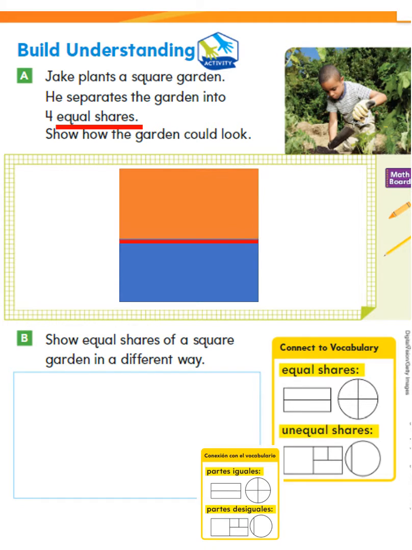But we need 4. I have 1 and 2, but now if I draw a line, I make 4. 4 equal shares. I have made 4 little squares, 2 orange and 2 blue. And they are equal because they are the same size.